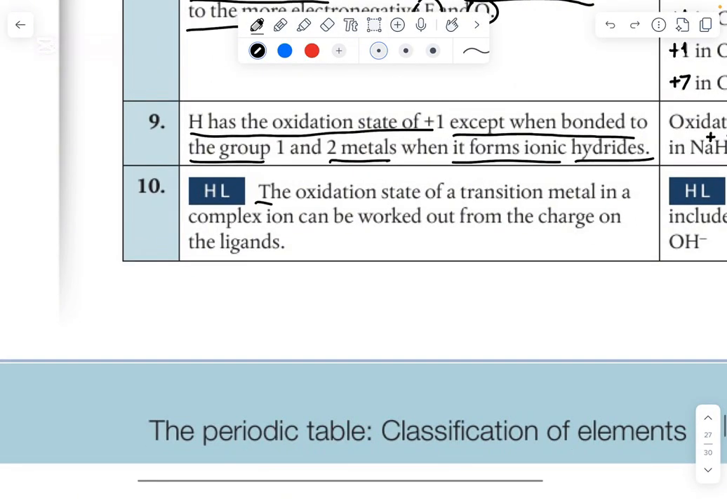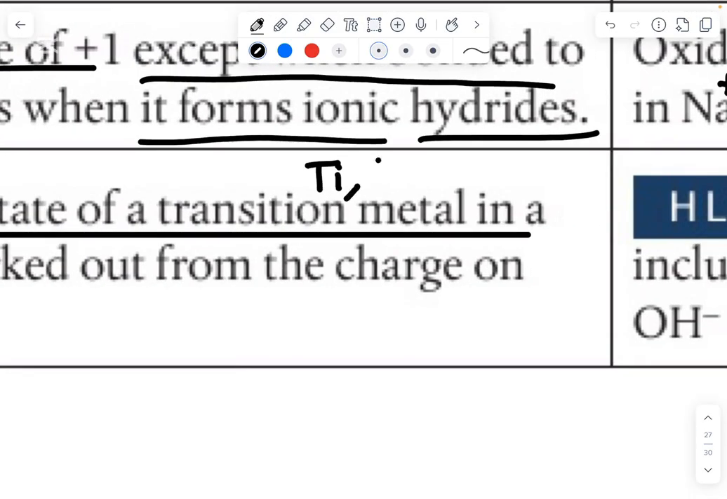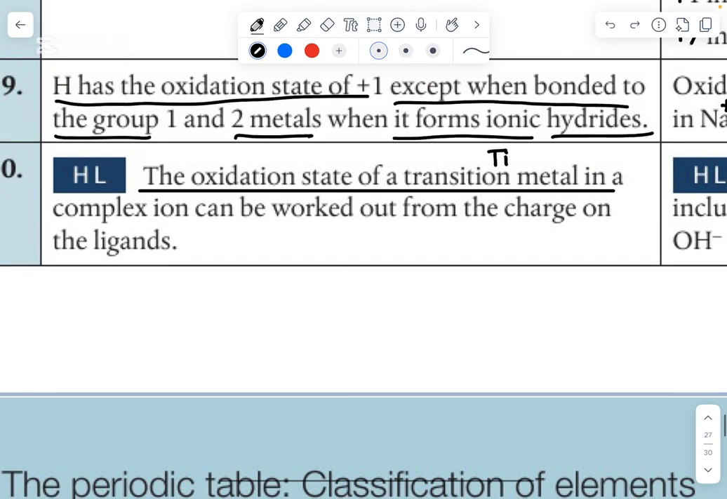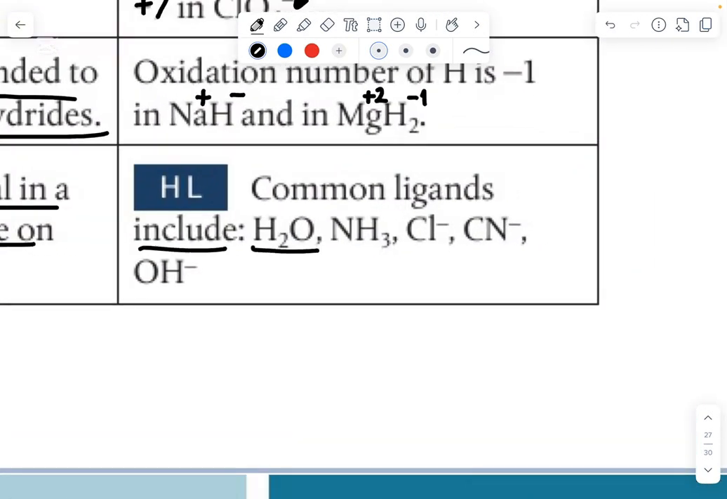So the oxidation state of a transition metal, like titanium or copper, in a complex ion can be worked out from the charge on the ligands. The common ligands include H2O, NH3, Cl, CN, and OH.